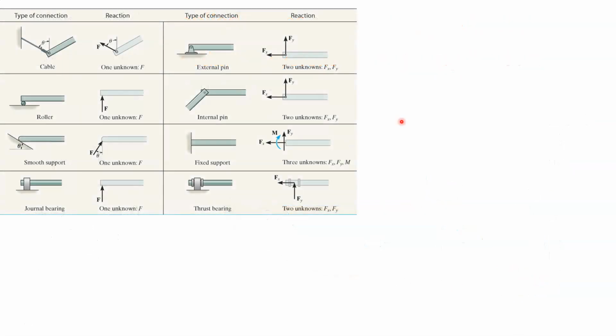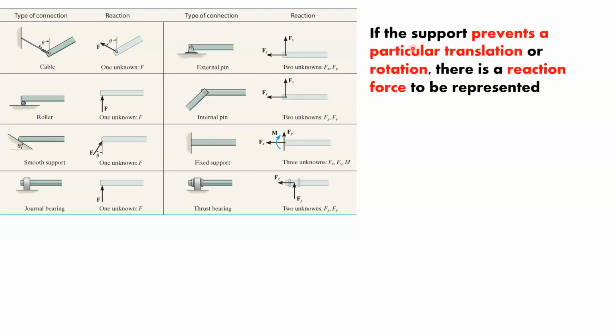So what we have here is a list of various support reactions. You can see the supports on the left, and over on the right you've got the force reaction that we should expect, the unknown force reaction. What you can also notice is that in a lot of these cases the support reaction may or may not be there depending on what is being applied. What you want to know is that they still have to be represented. If the support reaction prevents a particular translation or rotation, there is a reaction force to be represented, even if that reaction force is just 0. It's just there as good practice.